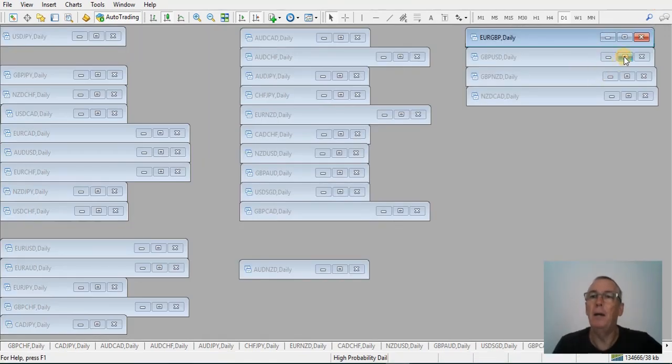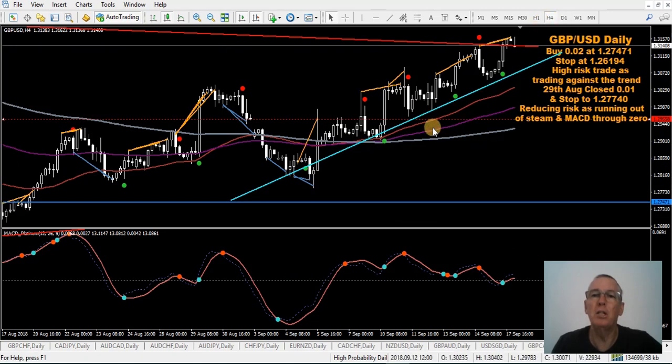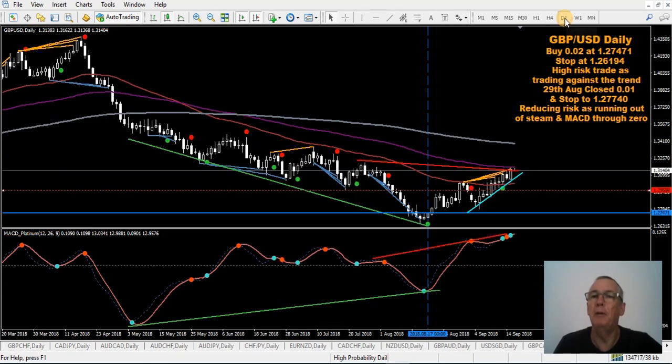Next one, pound USD in a buy back here. I closed half already. All I've done this morning is move my stop up to this level here, just underneath this trend line. Stop's now at 1.29558, so locking in a bit of profit. Basically I just dropped down on the 4-hour chart and had a look at recent lows. Could have probably put it up here, which would still have been about 100 pips or so, but I've decided on this level here. So that's the pound USD in a buy, just locking in profit.